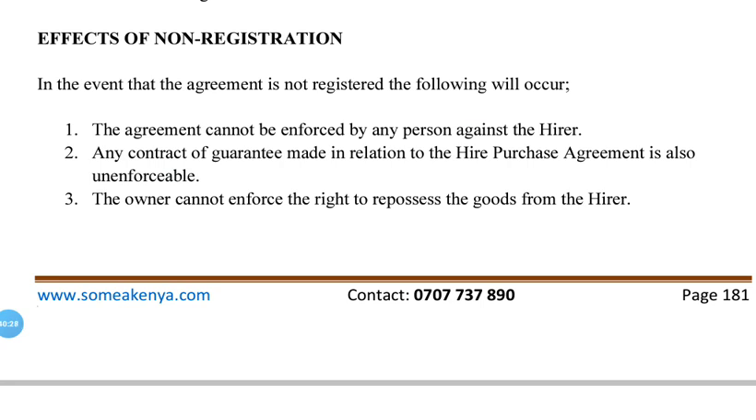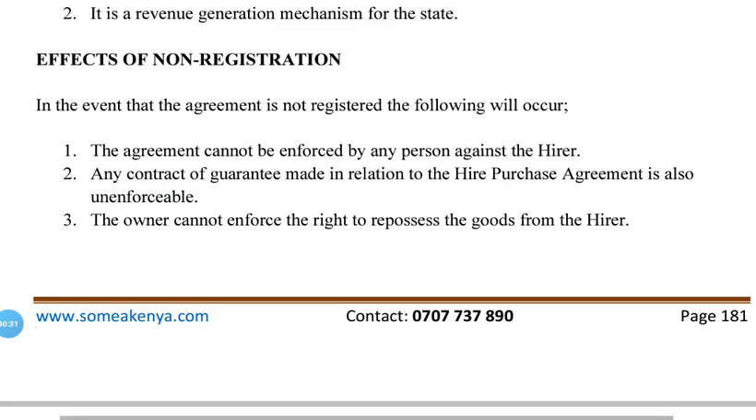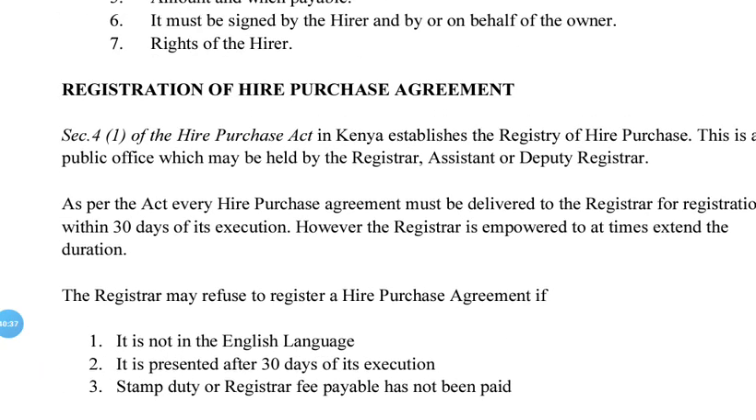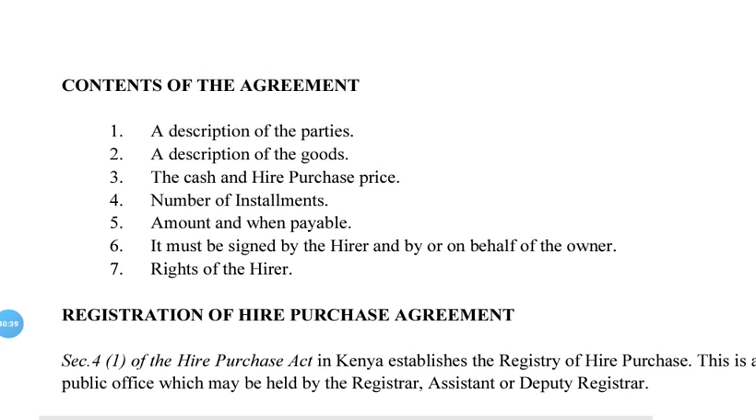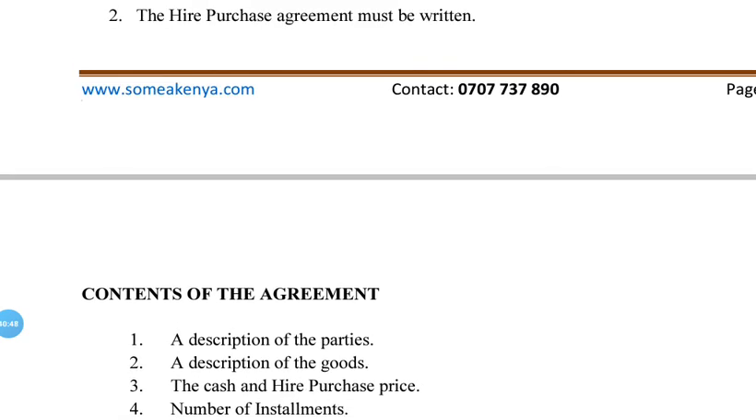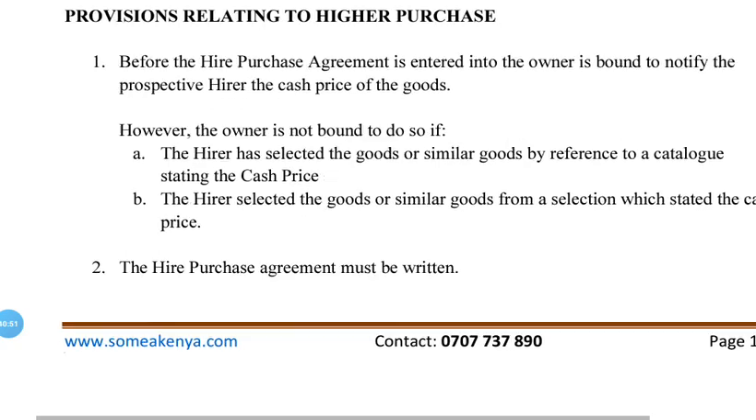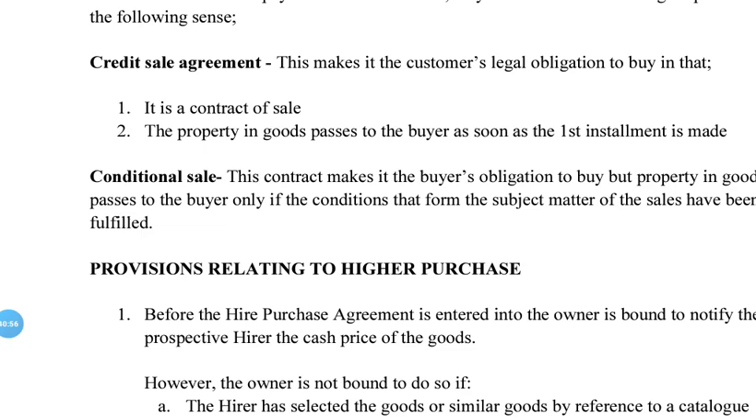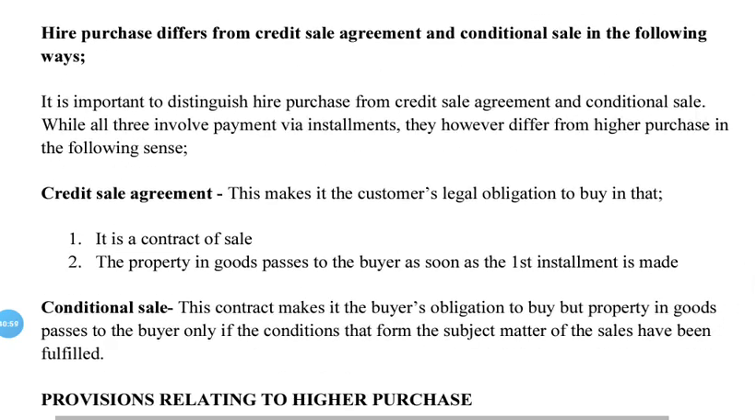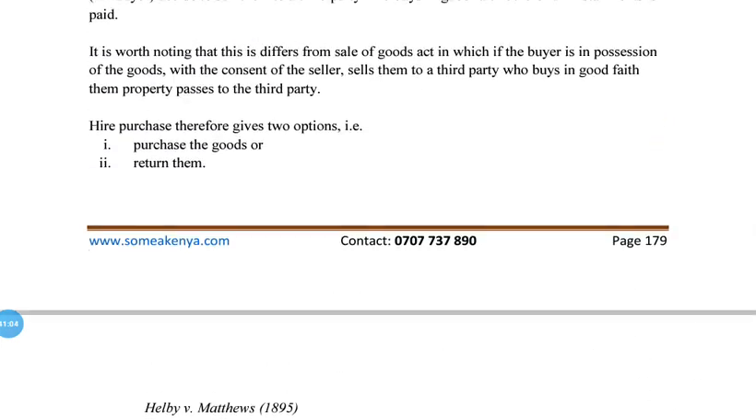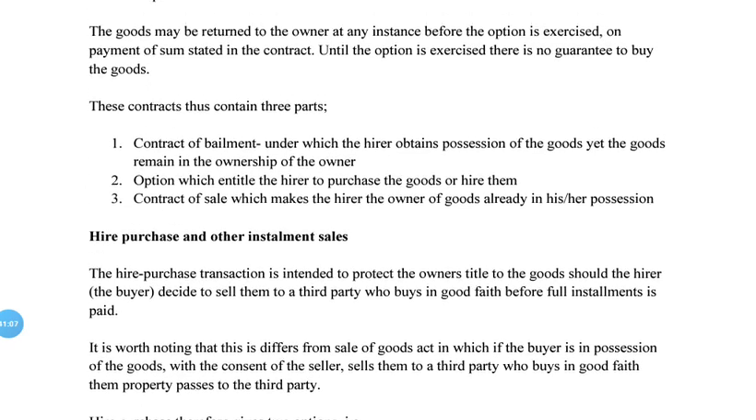Another thing that we need to know is the content of the agreement. The content of the agreement is very important. So what you need to insert in the contract, or the document that is to be signed by the seller and the buyer. So that is all about the contract of hire purchase. And that is the end of our lesson.